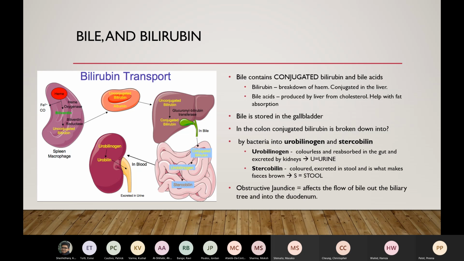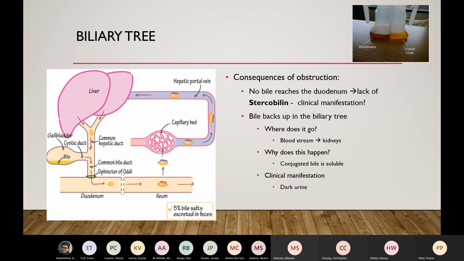And obstructive jaundice is anything that will obstruct the flow of bile from your gallbladder out into the duodenum. This is your biliary tree. Bile gets produced in the liver and stored in the gallbladder, and it comes out of here and into your duodenum, and that entire process I just told you about will happen. So what happens if something obstructs it? The first thing that happens is you don't get any bile going to your duodenum, so you don't get any stercobilin. So does anyone want to guess what the clinical manifestation of that is?